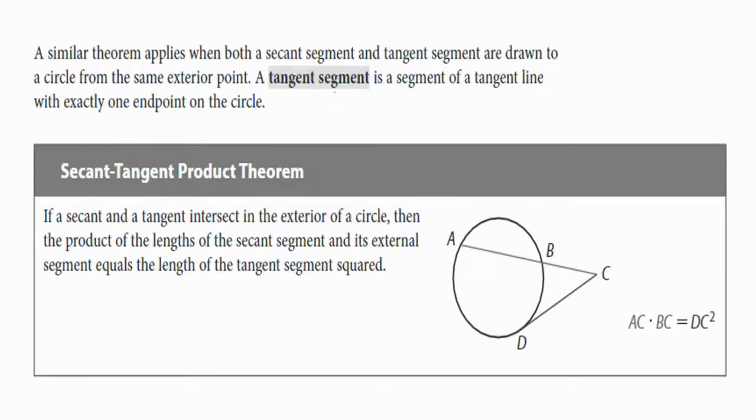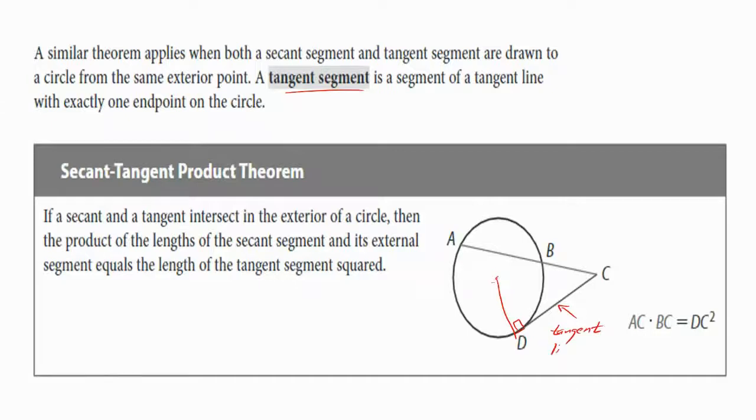All right, so next thing is a tangent segment. We already know what tangents are, right? They hit here, and according to the radius, they're a right angle. They only hit once. There's the tangent segment, which is a segment of a tangent line with exactly one endpoint on the circle. So that would be right here, CD. That would be an example of a tangent line.